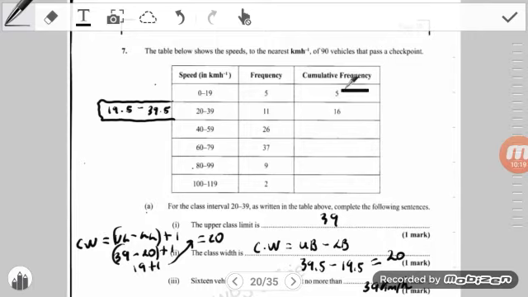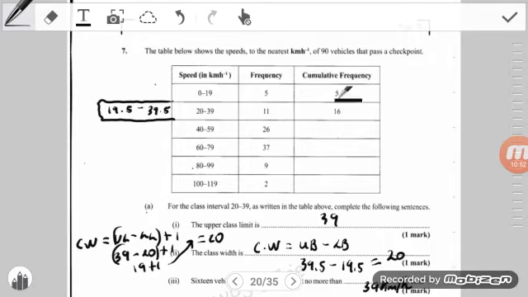So how did they get this 5 and this 16? Well, we don't know what the speed limits are. Obviously the lowest limit here is 0, so the vehicle would have been at rest. So we are going to assume that no vehicle went at a speed less than 0. So 0 would have been the frequency here. So for cumulative frequency, the first frequency value always matches the first cumulative frequency value.